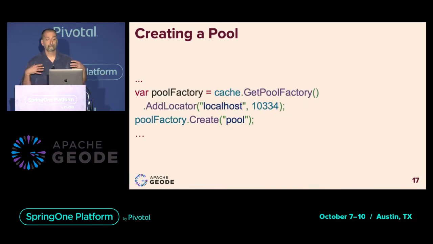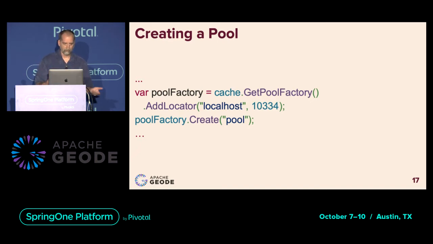Next thing you do is create a pool. You get a pool factory off of the cache. There's another important API you need to know about here, add locator. You must have a locator or a server in order to create a pool, because the pool is a pool of connections and needs to know the host and port for your locator or server. So we just add, this is a test, a localhost at the default locator port.